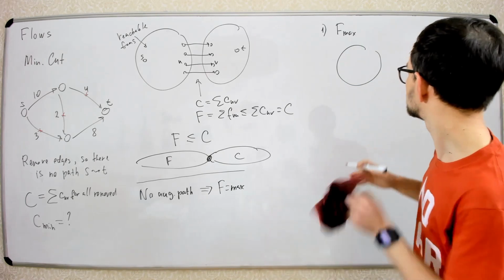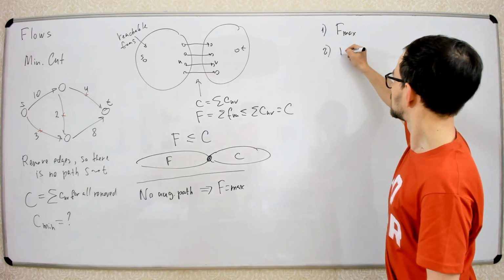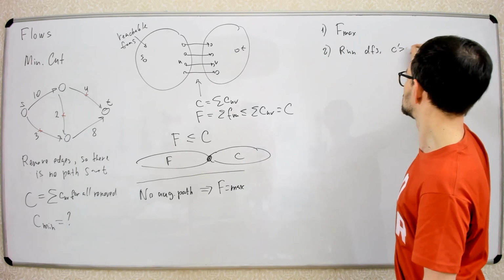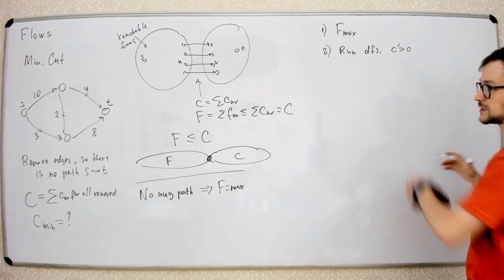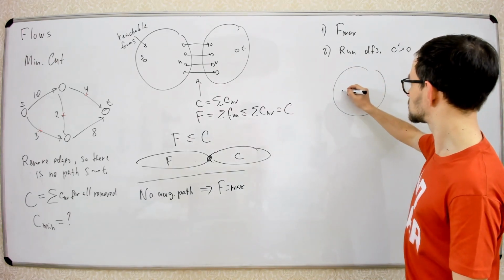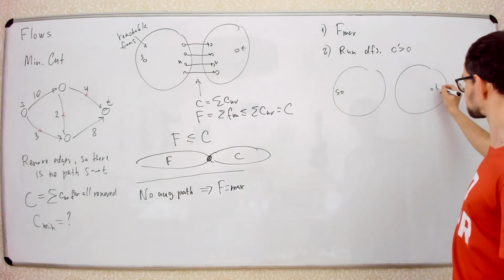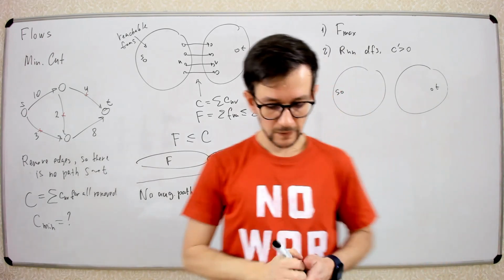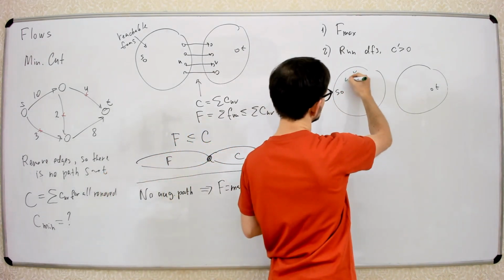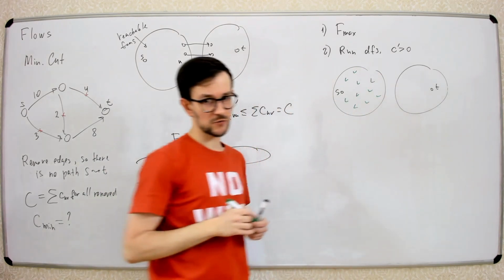Let's run DFS for all edges with positive capacities. Again, the same DFS. It will mark something. So you have this node S, and you have this node T here. These nodes are reachable from S, and these nodes are not reachable from S.